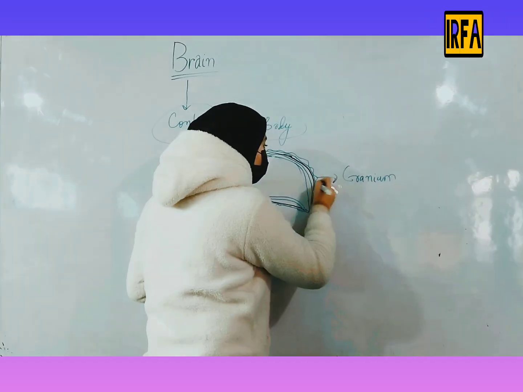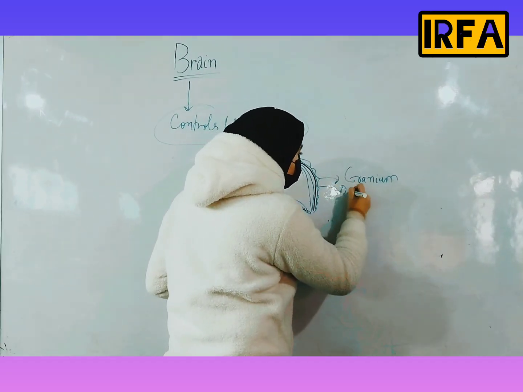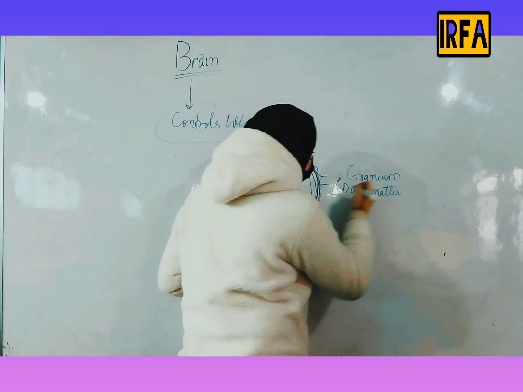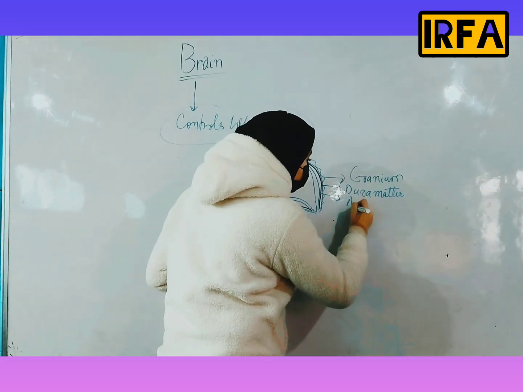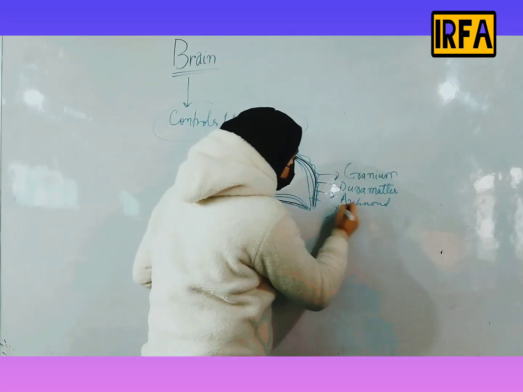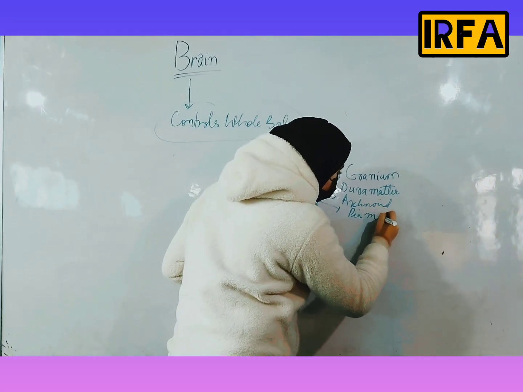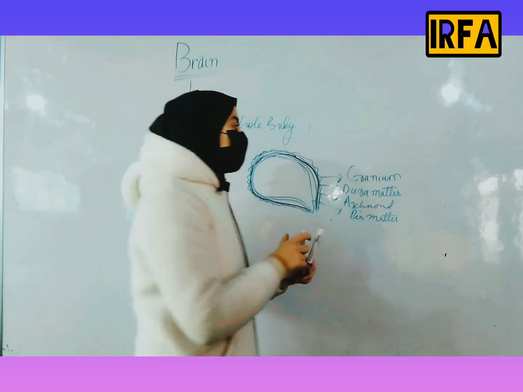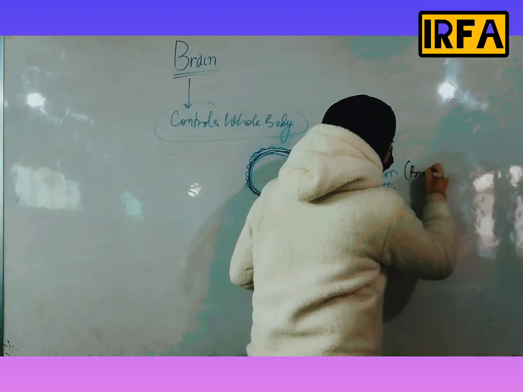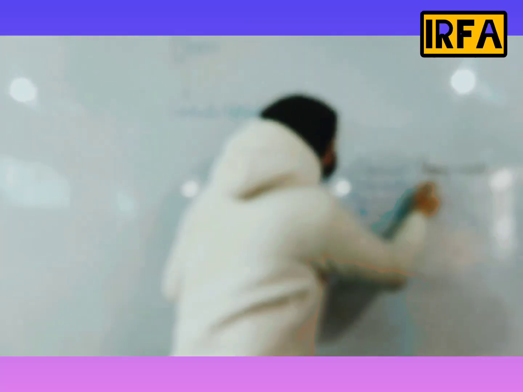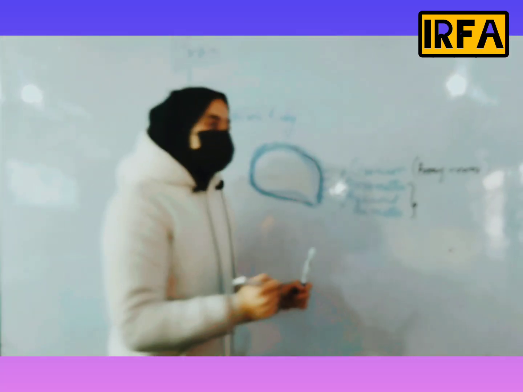then we have dura mater, then we have arachnoid, then we have pia mater. Now, if we talk about this cranium, it's just a bony cranium. Now, these 3 layers are together called meninges.